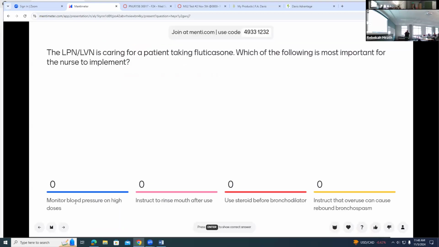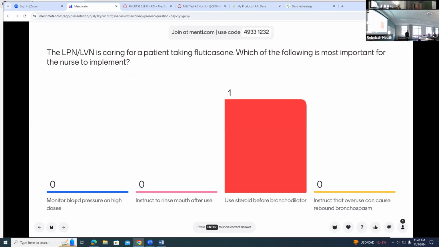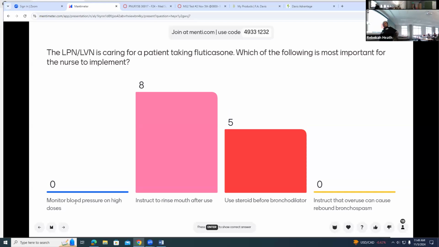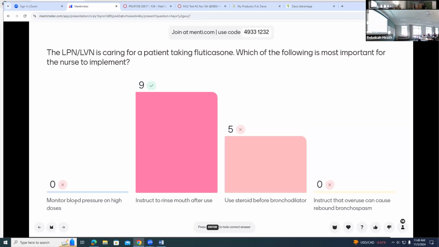So if we're caring for a patient who's taking fluticasone, which of the following is the most important for the nurse to implement? Monitor the blood pressure for high doses, instruct to rinse out the mouth after, use steroid before bronchodilator, or instruct the overuse of every 100 hours. I think it really should have been a select all that apply, because we want them to rinse out the mouth. Oh, never mind, it's right. I was thinking use bronchodilator before steroid. I flipped it in my mind. So the answer is bronchodilator first, open up the airway, then the other medicines like steroids can get in there.